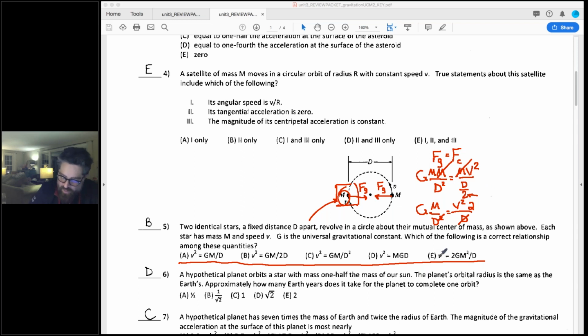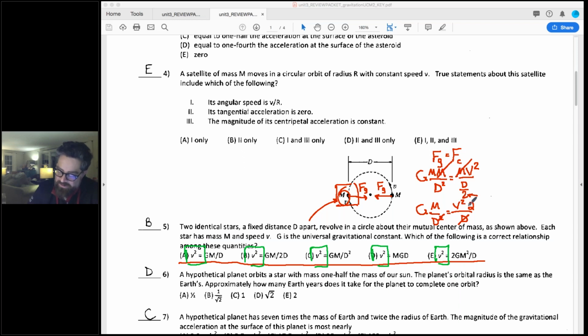And so how did I know to solve it for v squared? Well, all of the solutions are expressions for v squared. It is weird that all of these are solving for v squared, but I kind of follow that pattern.